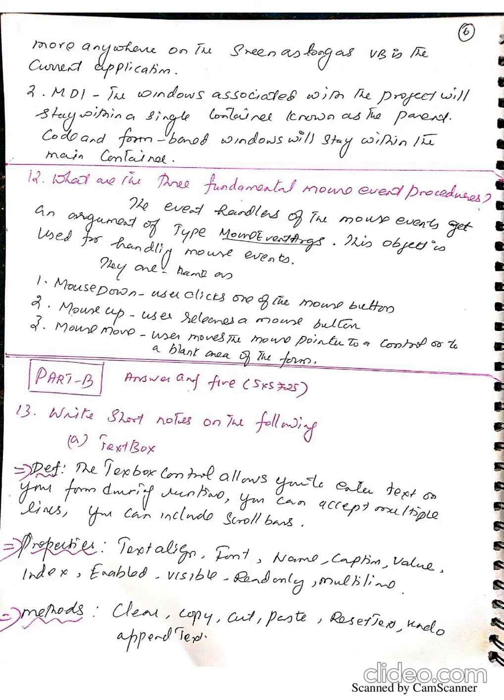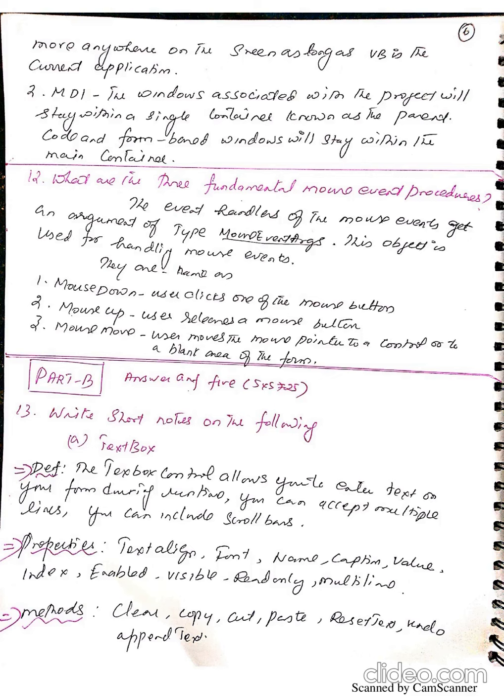Question number 12. What are the three fundamental mouse event procedures? The event handlers of the mouse events get an argument of type mouse event arguments. This object is used for handling the mouse events. They are known as mouse down, mouse up, mouse move events.